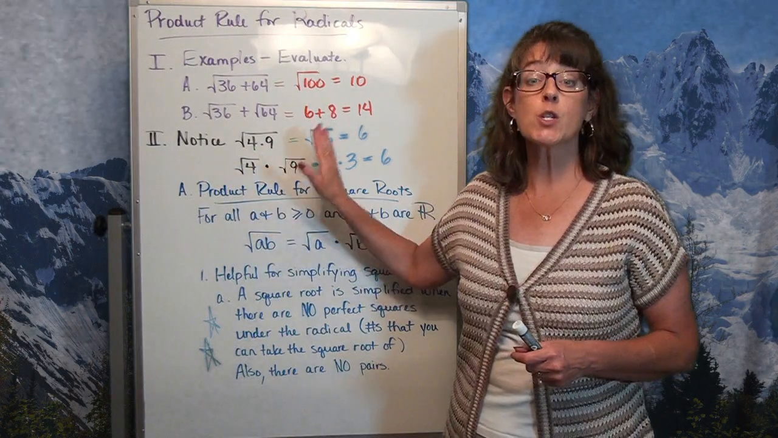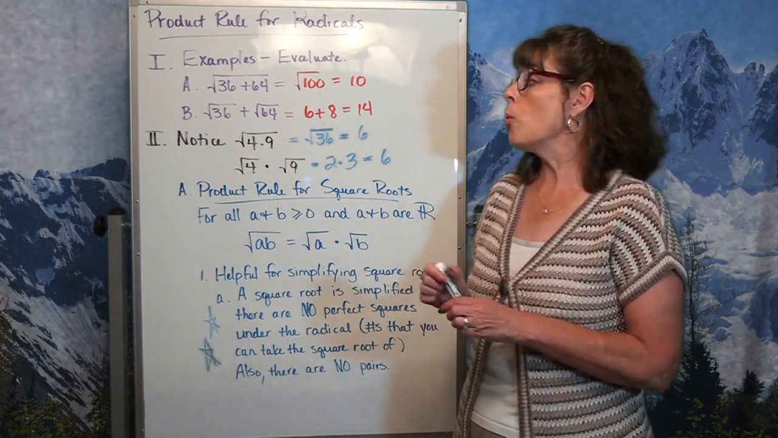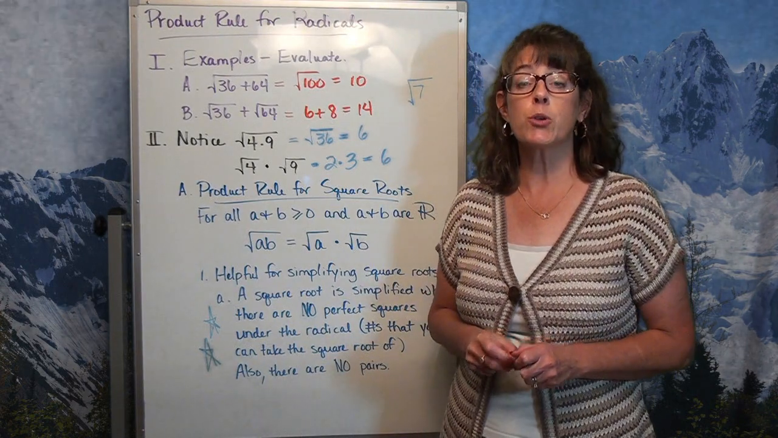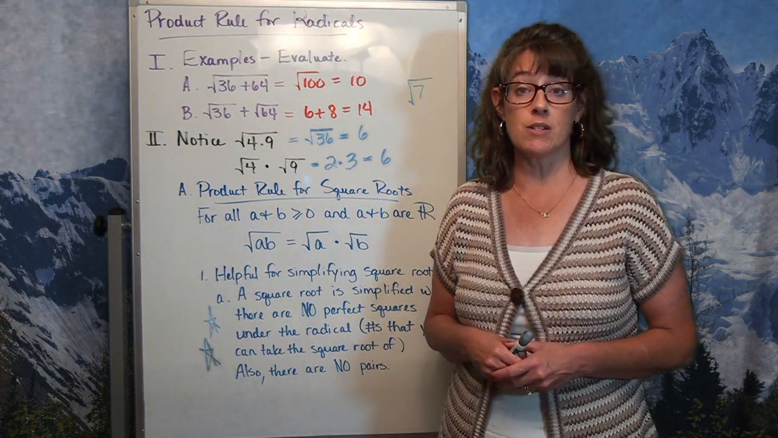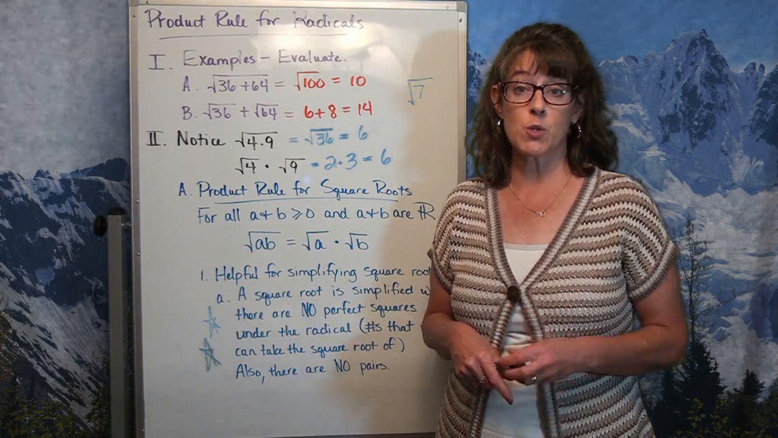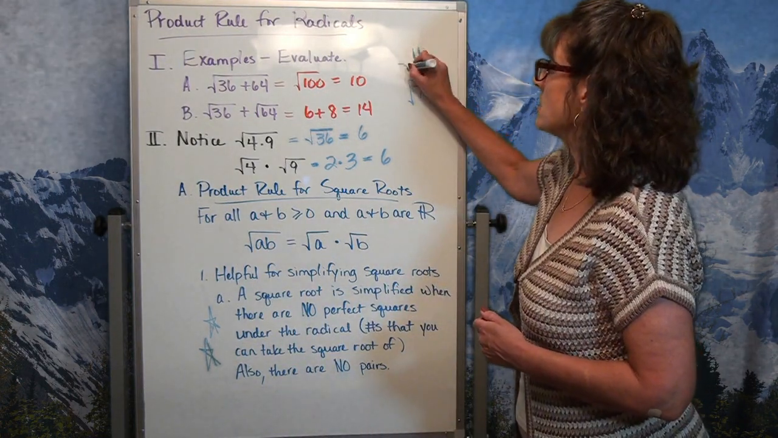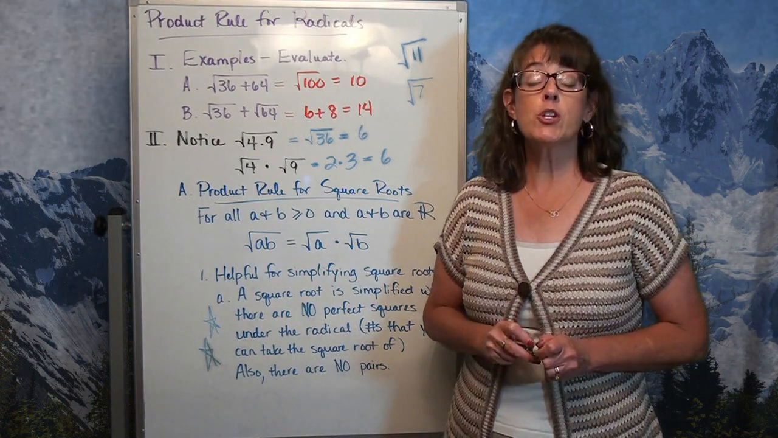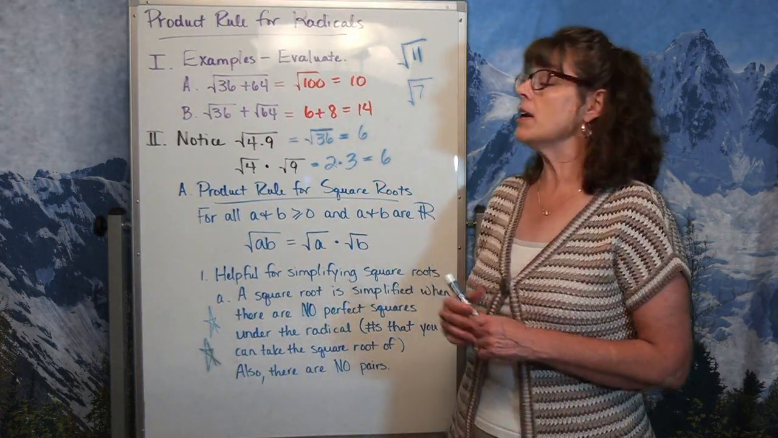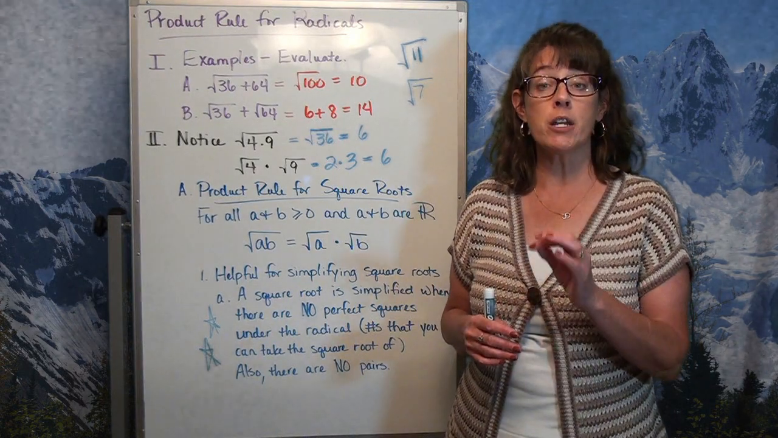These are all perfect squares because I can take the square root of them. What about a 7? Can you think of a number that you can multiply by itself to create a 7? Nope. So 7 is not a perfect square. Same thing with, say, for instance, an 11. Can you think of a number that you can multiply by itself to create an 11? No. Now you may be thinking, okay, you're talking about odd numbers.